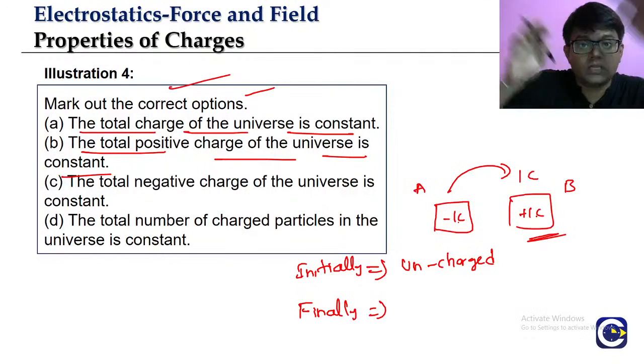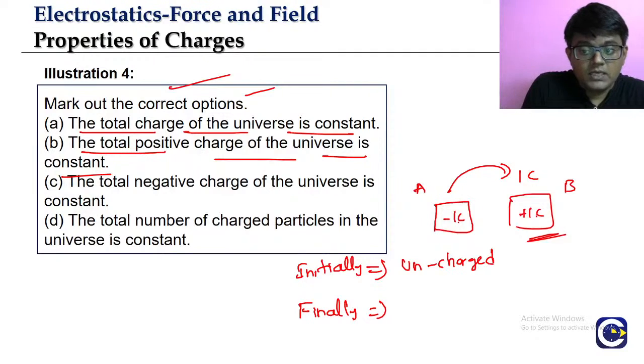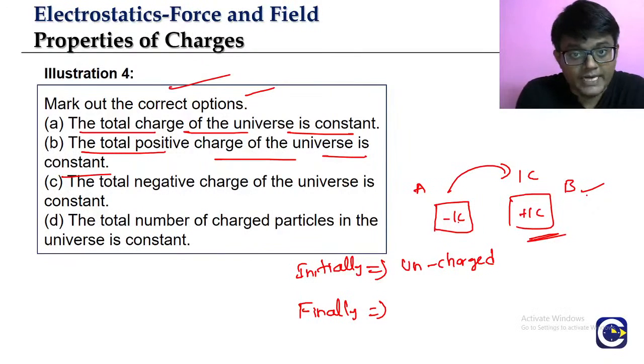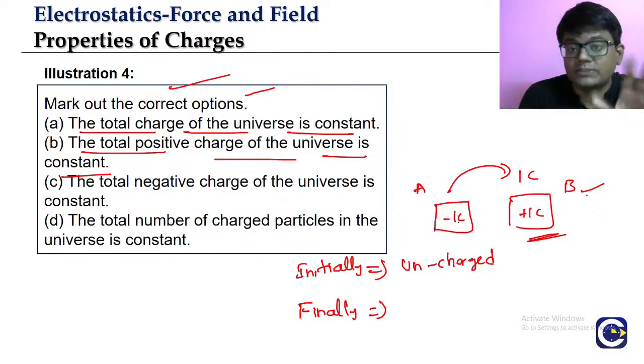When we talk about the total charge of the universe, we are calculating the charge on every object, but in the initial state object B is neutral. So we do not count that 1 coulomb when we are counting the total positive charge. But now we have to add this 1 coulomb, right? This is also positive charge. So the total positive charge of the universe need not be constant.